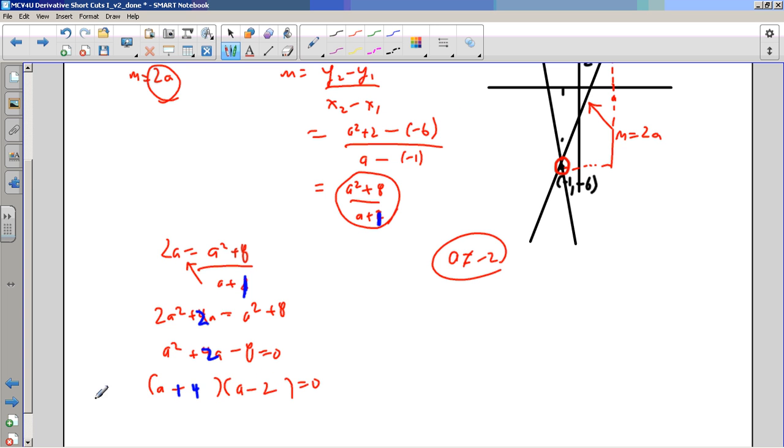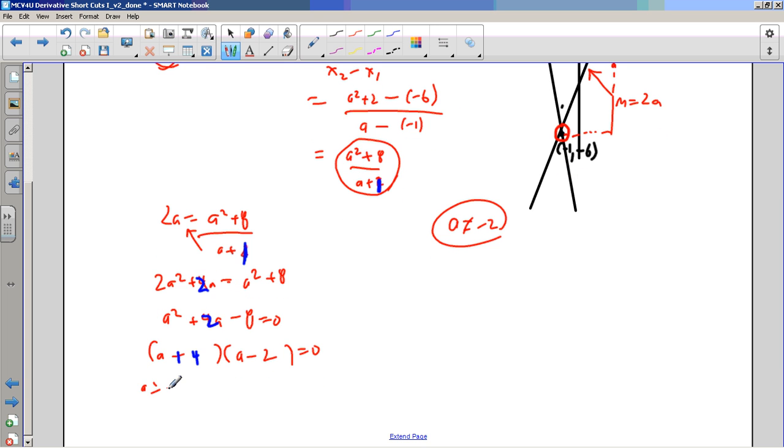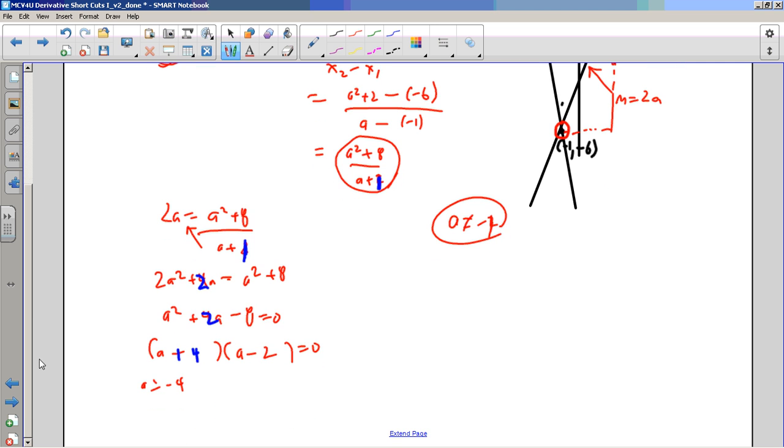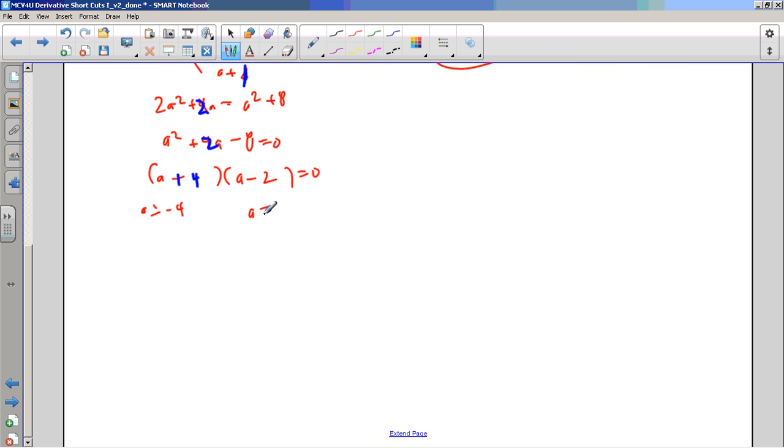A minus 2. So I got A equals -4 or A equals 2. And that means, by the way, A can't be -1, which makes sense, because if A was -1, then I'd have a vertical tangent and the derivative wouldn't exist, right? It would be straight up and down. Wouldn't work.